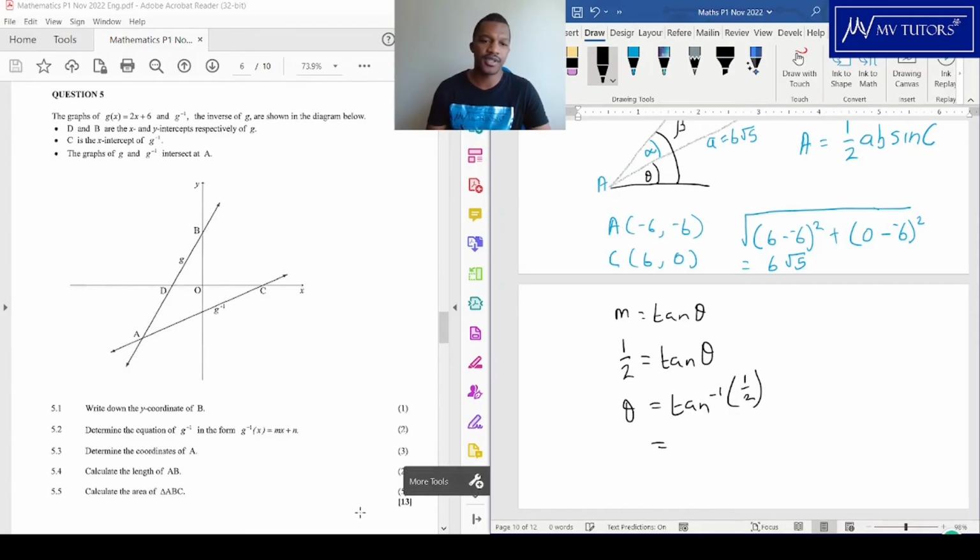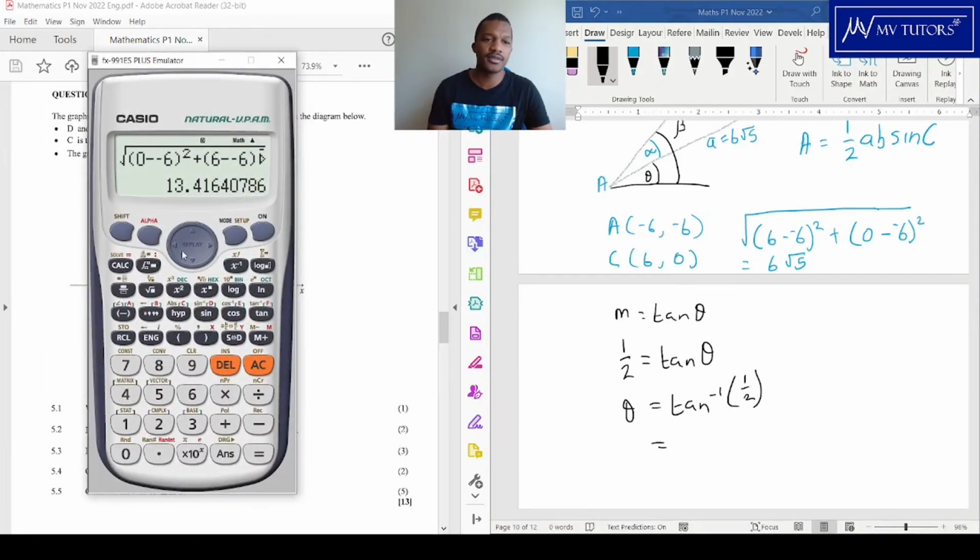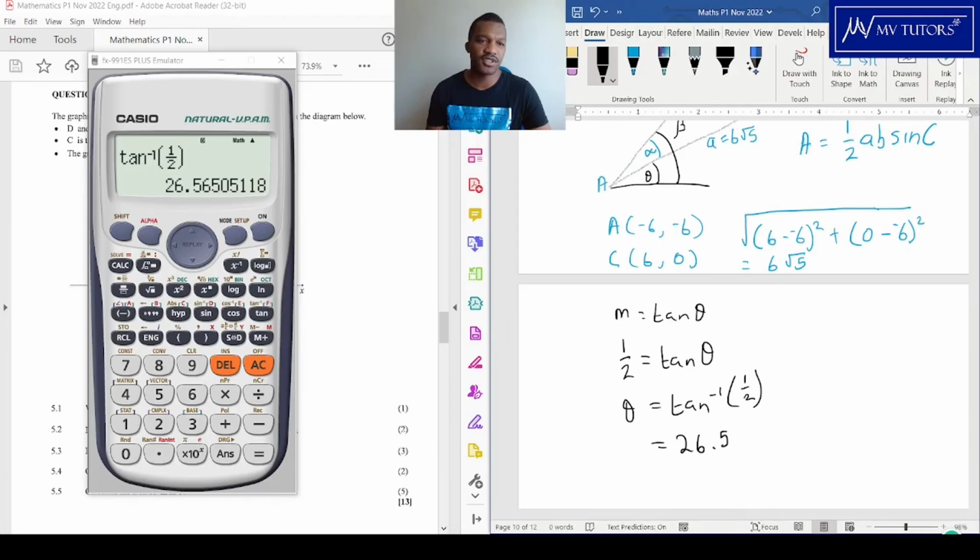Now we need to put this in a calculator. So we're going to go tan inverse and put a half. Put it exactly as it is, like that, so that you are not confused. Now, watch out for that. You need to go to the side and close it. And we get that it's 26.5. I'll just take 2 decimals. No, let me take 3, just for control.